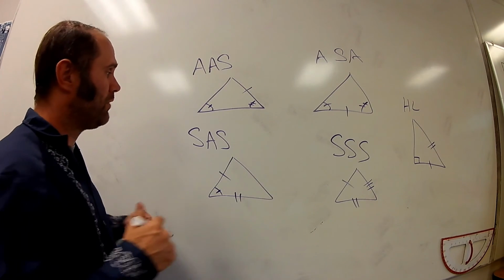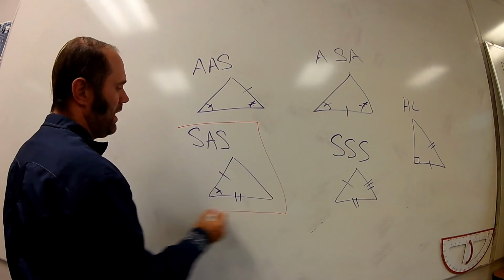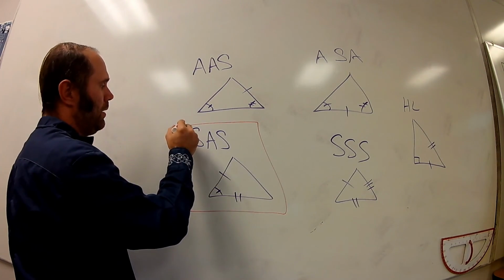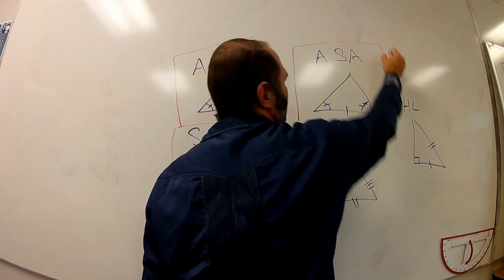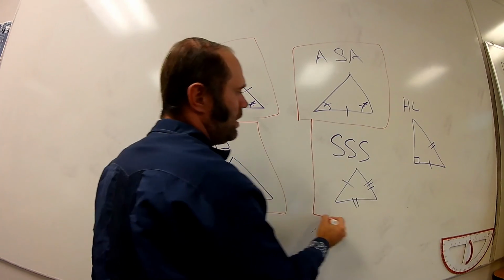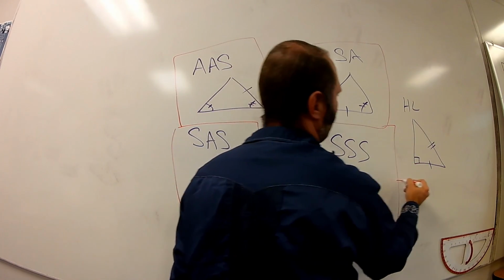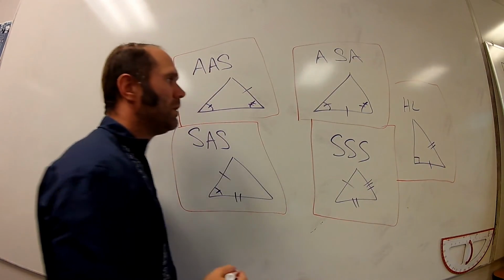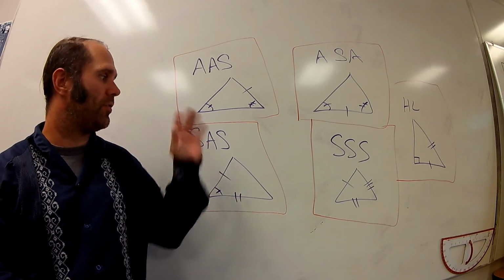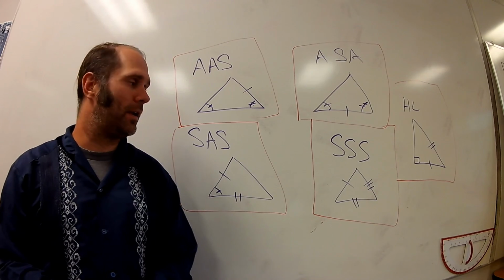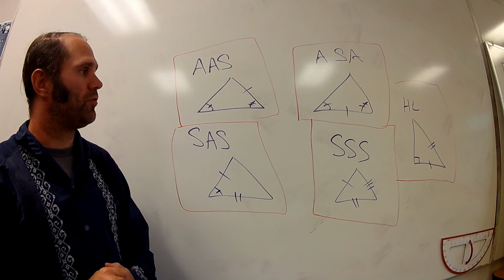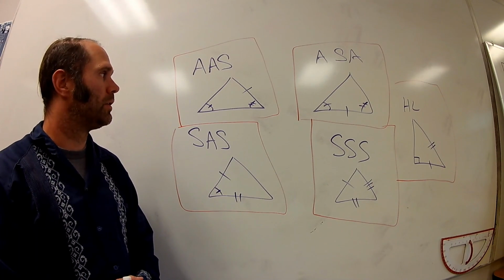Obviously, if you have more information than that, you have more than enough to prove. So as long as you have one of these 5, additional information is just extra. You don't need more than that. That's all the information you have to make an informed decision on whether or not 2 triangles are congruent.